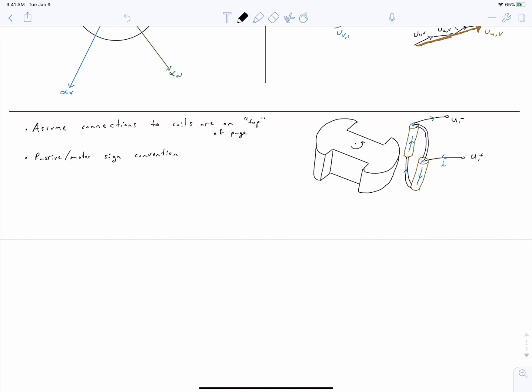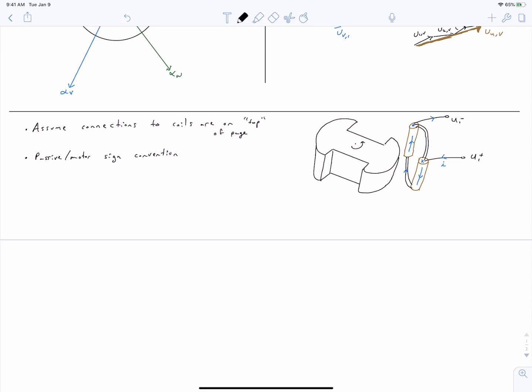So this can be a bit confusing because we're now denoting the positive connection as the current going down into the page. But remember when we introduced our sign convention for current in the slot of our motor and in the air gap, we said that positive current is in the Z direction. It comes out of the page. So you have to keep this straight.